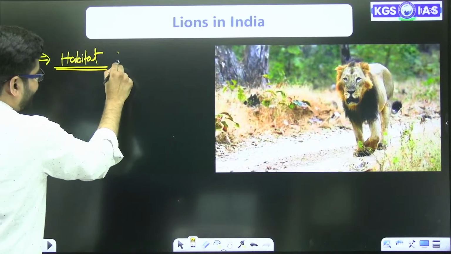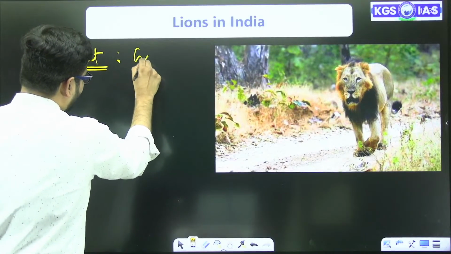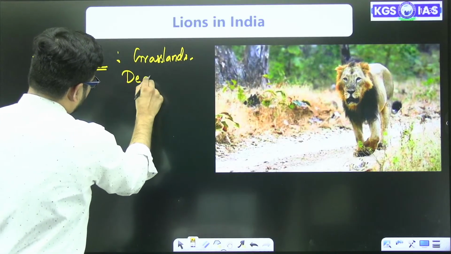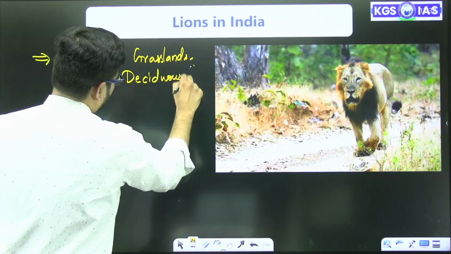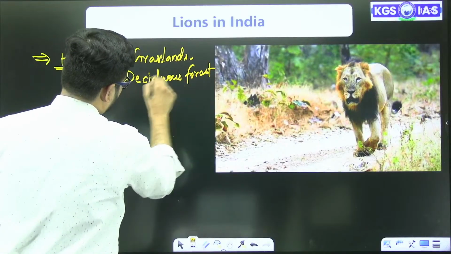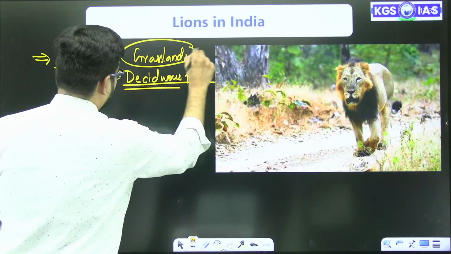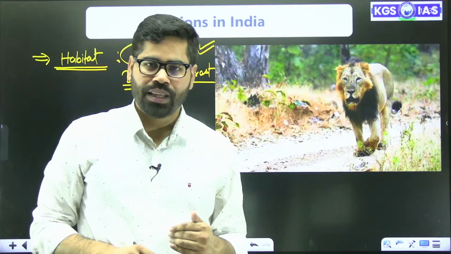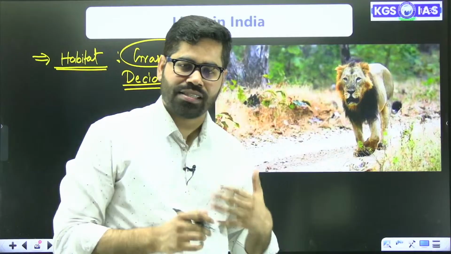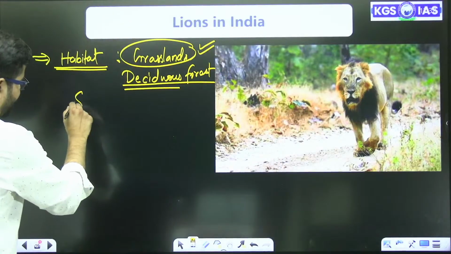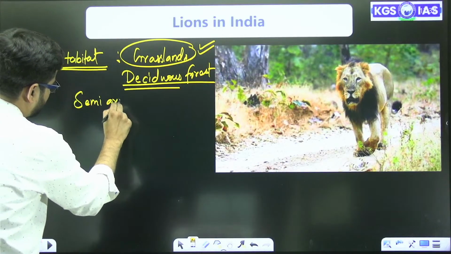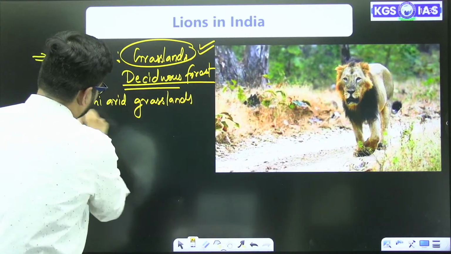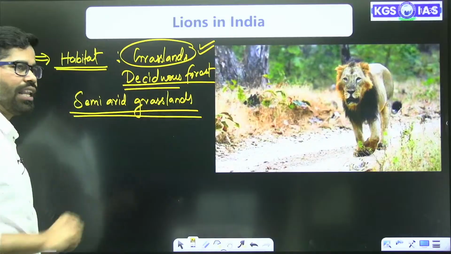Generally, lions will be found in grasslands and deciduous forests, but they prefer grassland. This is the most common area for lions. The dry, semi-dry or semi-arid grasslands are one of the preferred areas of the lion.